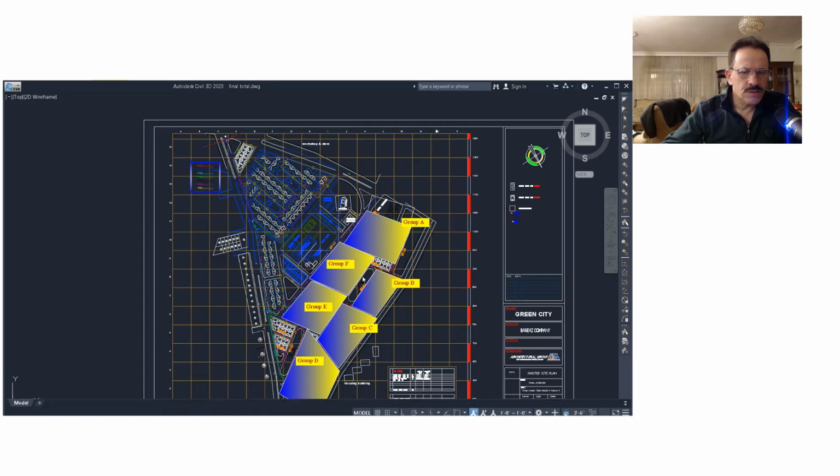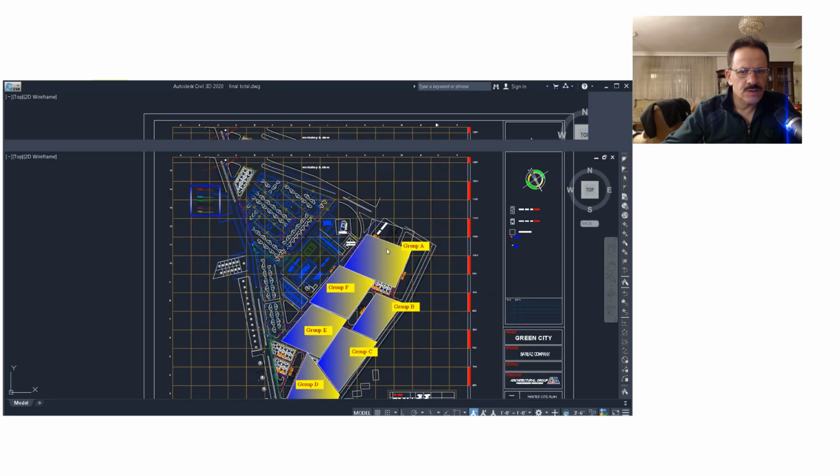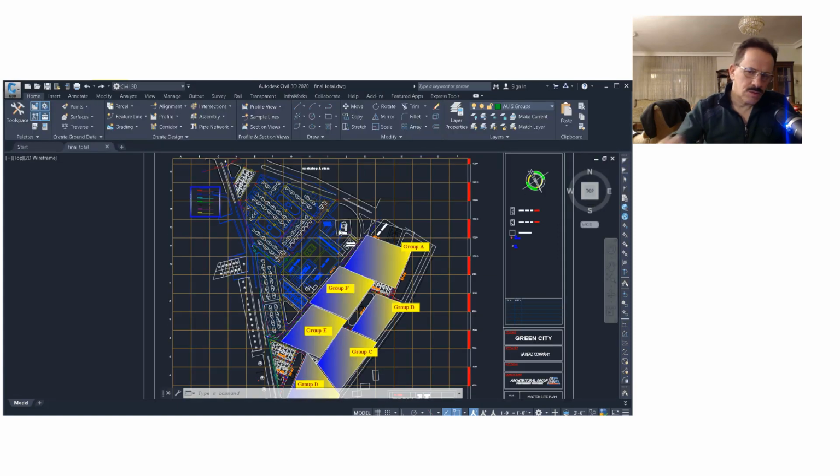It's a city, and we have 1, 2, 3, 4, 5, 6 zones. So you are allowed to select one of the zones.